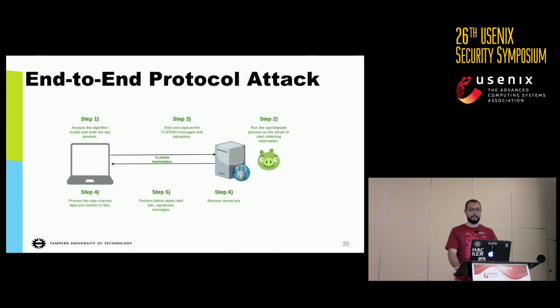And after that, we decided to apply this to an end-to-end protocol attack. So basically what we did was we analyzed the algorithm offline. We created the spy and degrade processes offline, and then we went to a server. We put them there, let them run, and start capturing TLS and SSH connections. So these protocols perform digital signatures, and then we send this information back to our host computer, and then there we process everything, and we recover the secret keys of servers running TLS and SSH.